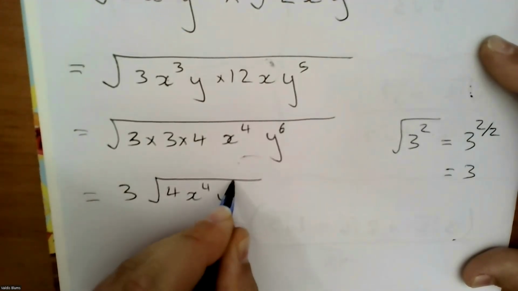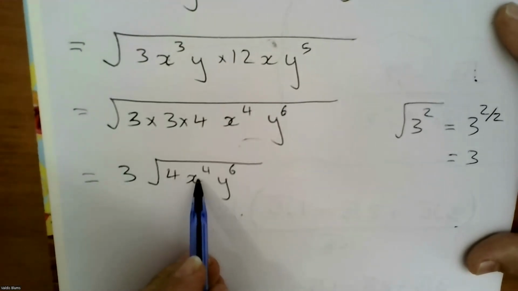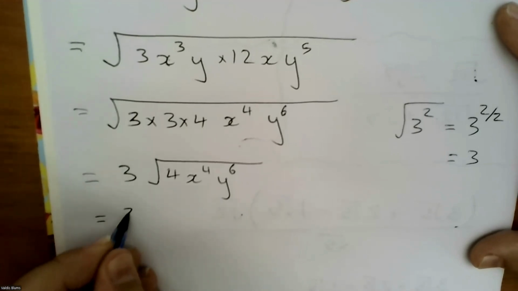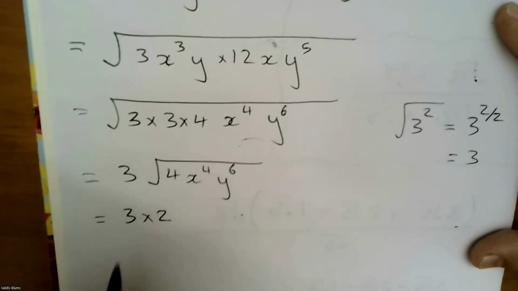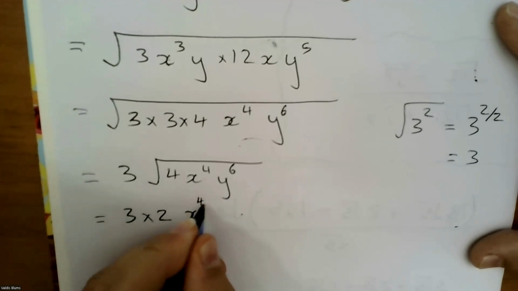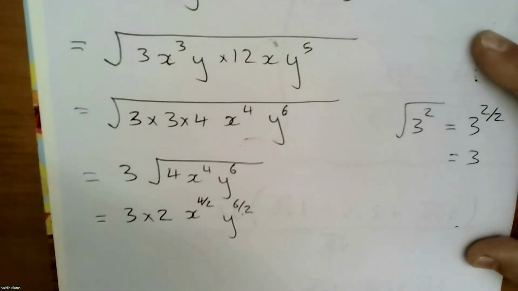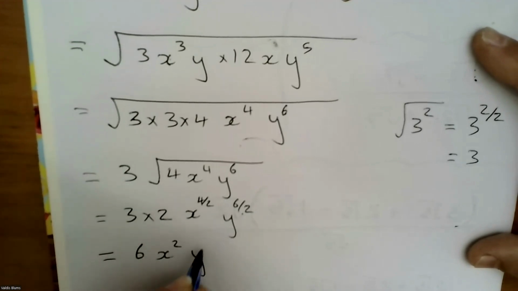4x to the 4, y to the 6. And we can do the same stuff to the x to the 4, the y to the 6. 4 is actually a perfect square as well, so we can pull that one out. When the 4 gets pulled out, it becomes a 2. Now, x to the 4, that's x to the 4 over 2, and y to the 6 over 2. Now I have 6, x squared, y cubed.